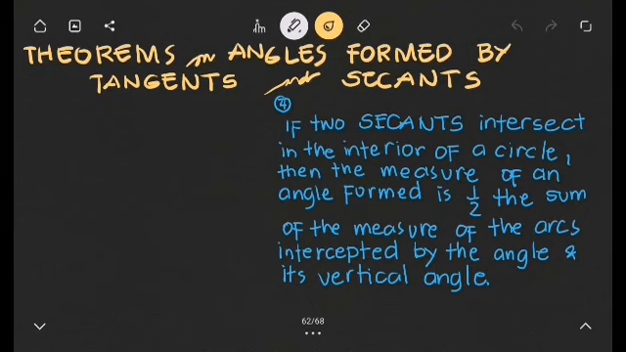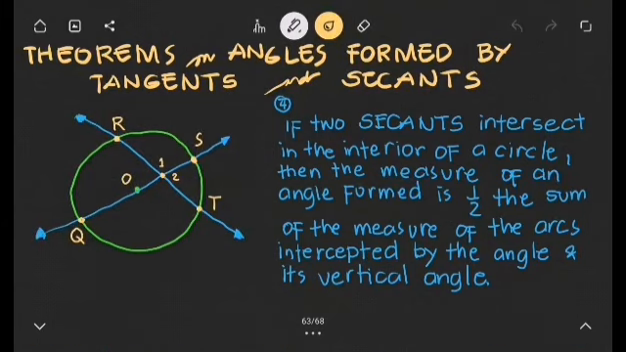Okay, so for our fourth theorem, this time, this is a secant or secant lines which intersect in the interior of a circle. So sabi dito, the measure of an angle formed is 1/2 the sum. This time, sum naman of the arcs intercepted by the angle and its vertical angle. Okay. Subukan natin dito sa ating illustration. So we have circle O and yung isang secant line, we have line RT and then the other one is line QS. So meron silang intersection na makikita sa loob ng circle.